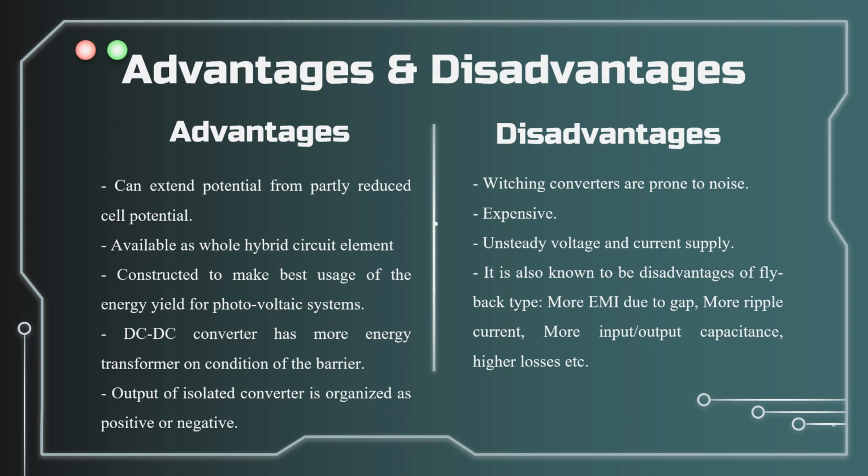Next, for the advantages and disadvantages. Advantages can extend potential from partly reduced cell potential, available as whole hybrid circuit element, constructed to make best usage of the energy yield for photovoltaic system. DC to DC converter has more energy transformer on condition of the barrier. Output of isolated converter is organized as positive or negative.